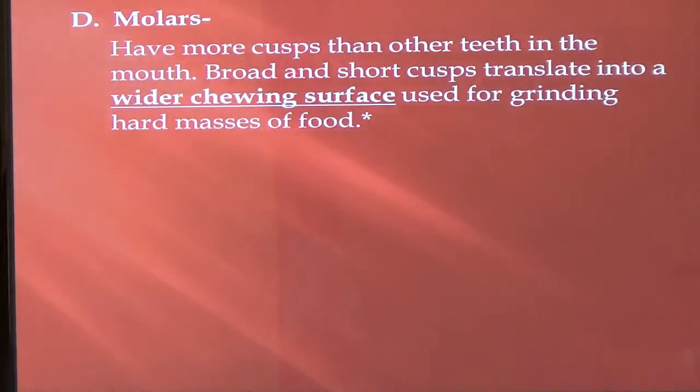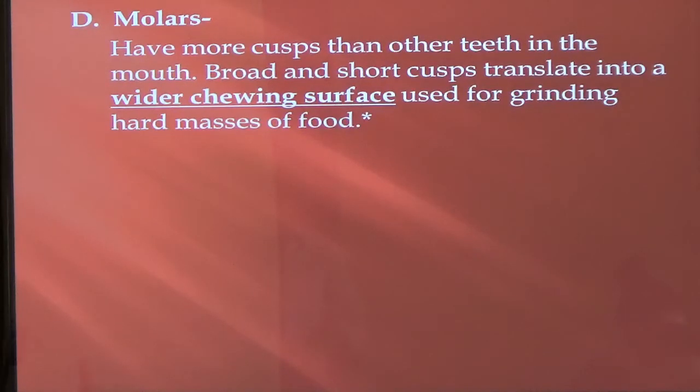Then you get your molars, and obviously these are the major workhorses. They have more cusps than the other teeth in the mouth. Broad and short cusps translate into a wider chewing surface used for grinding of masses of food. And that's the test question: which tooth has the broader surface area, molar or premolar? Molar is used for grinding hard masses of food.